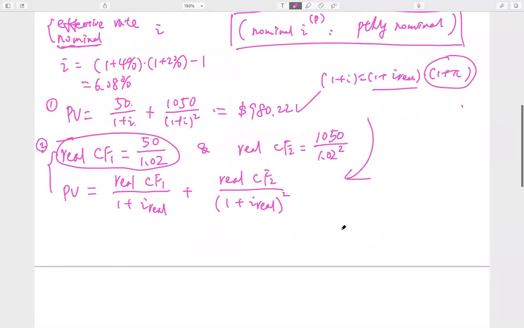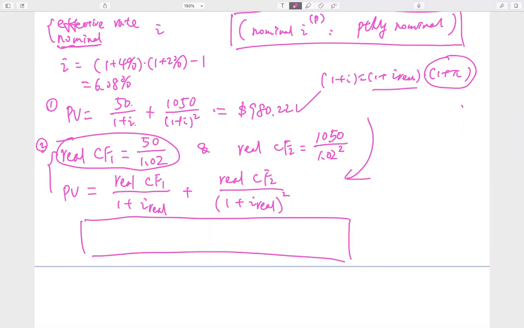Let me put it in a box, and then we can conclude this section. So real cash flow at time t would be the actual amount, whatever you will receive, divided by 1 plus pi to the t. So pi is obviously the inflation rate. Okay, so that is the definition of real cash flows. I guess that's everything for this section. There is a slightly more complicated example, 5.7, but I believe you should be able to handle that.